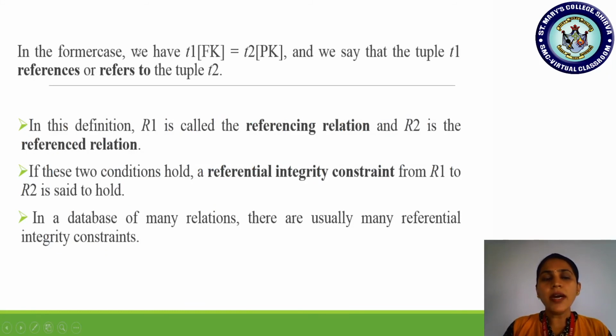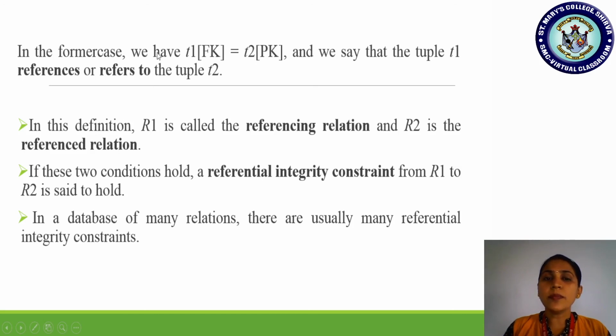In the former case, we have T1 of FK is equal to T2 of PK. So here tuple 1's foreign key is equal to tuple 2's primary key, and we say that the tuple T1 references or refers to the tuple T2. Remember students, this is tuple 1, tuple 2. Tuple 1 with the foreign key is the row in relation 1. So what is T2? The tuple or row in which relation? In relation 2.